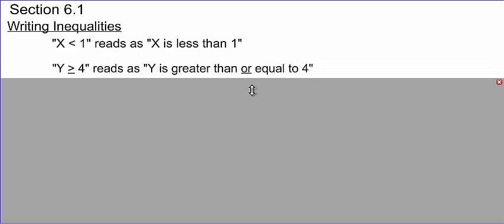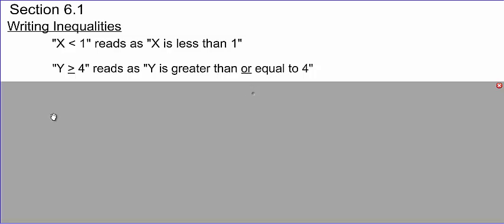If you look at this first expression, it is read as x is less than 1. So you always read your inequality from left to right. Whatever you see on the left side of the inequality is how you read it. Since it's the small side, it's less than. So x is less than 1. Okay, another example. This expression reads as y is greater than or equal to 4.